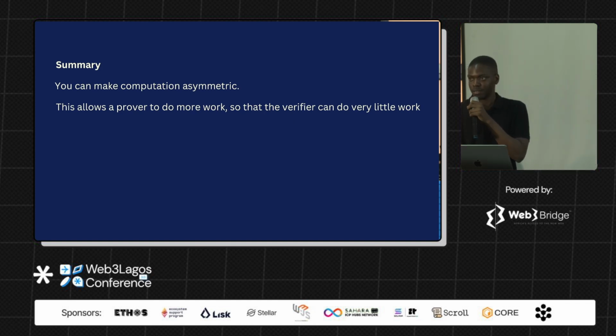Any other question? Okay. So that's basically the summary, right? You were able to make the computation asymmetric, and because of that, the prover can do more work in order to afford the verifier doing less work.